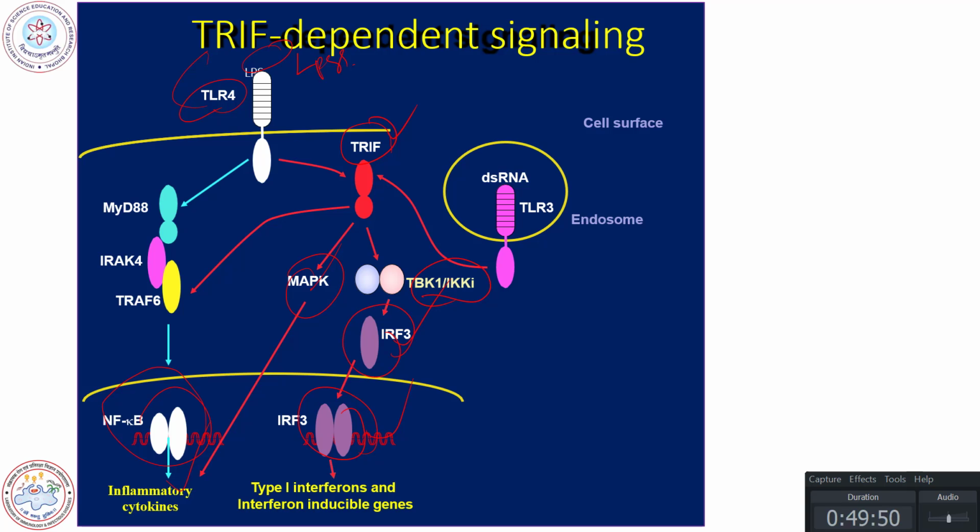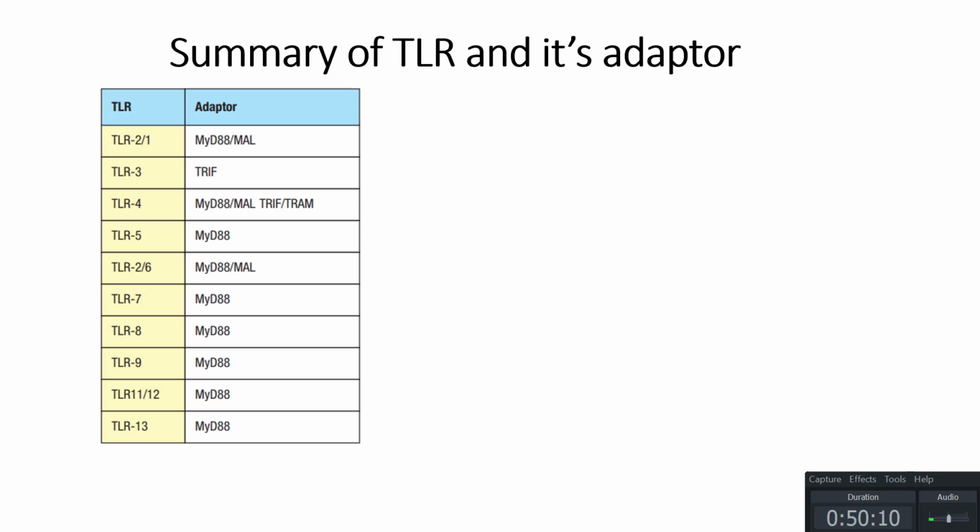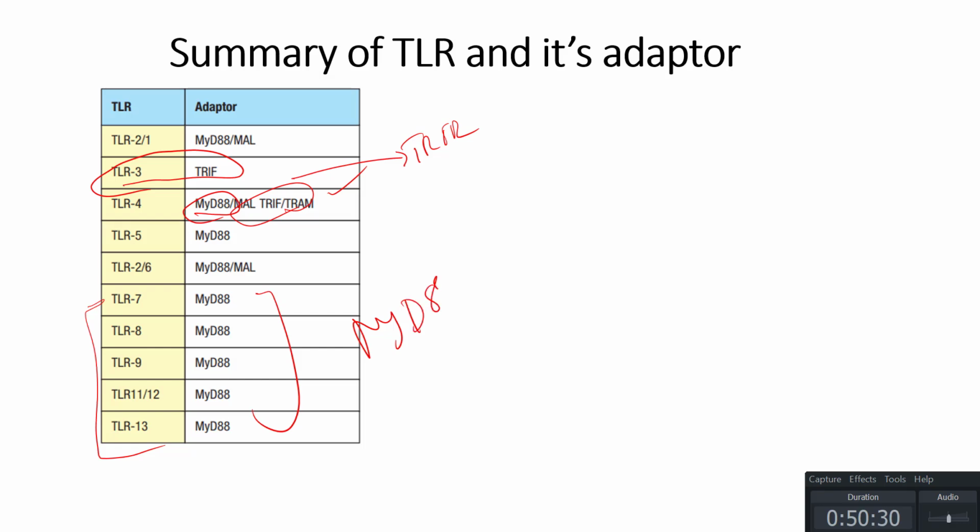So what are the two receptors that activate this TRIF signaling? That is TLR4 and TLR3. So TLR4 can use both the MyD88 dependent as well as the TRIF pathway, whereas TLR3 can activate only the TRIF pathway. So this is the overall picture: except TLR3, which only uses the TRIF pathway, TLR4 can be used by both MyD88 and the TRIF pathway, and most of the TLR7, 8, 9 and 11, 12 and 13 will be using only the MyD88 pathway.